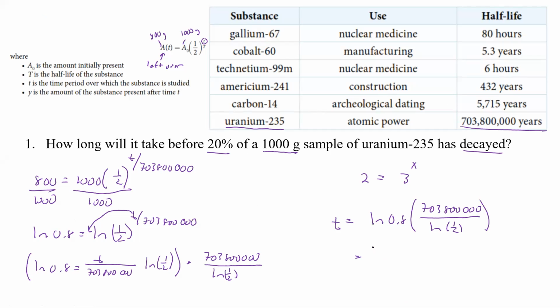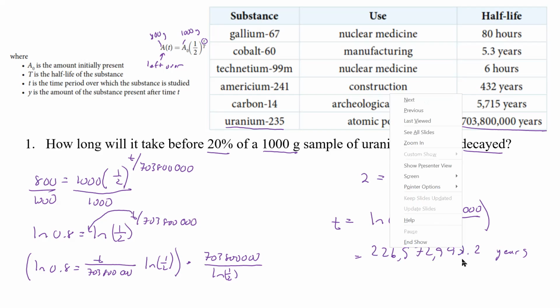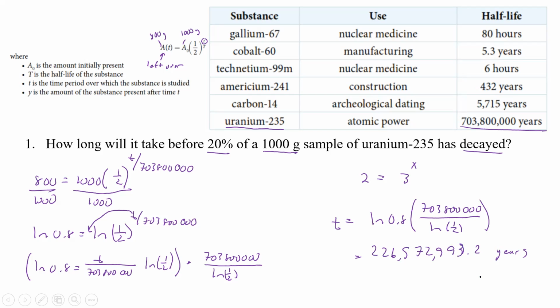So that was 226,572,993.2, and this was years. So quite a while for 20% of the sample to decay. 50% of it's going to decay in 703 million years or 704 million years roughly, but 20% of it will decay in that amount of time.